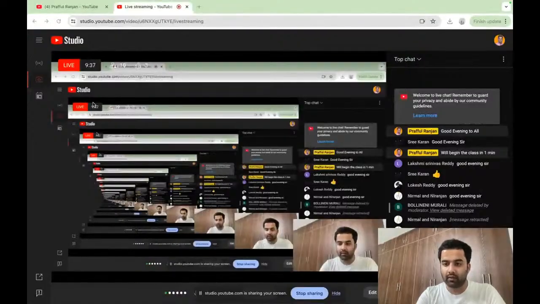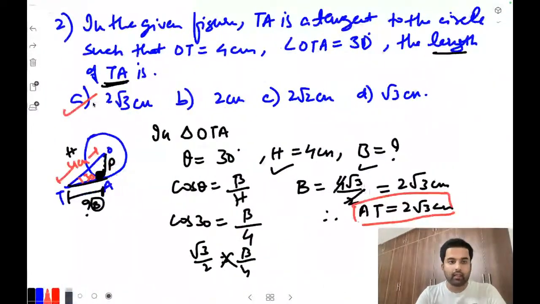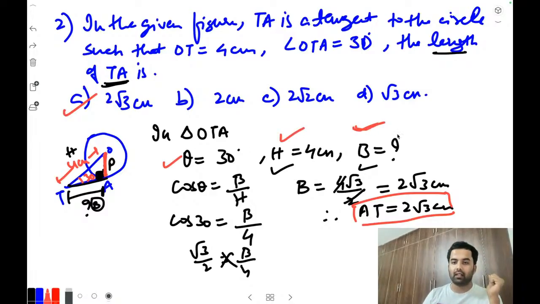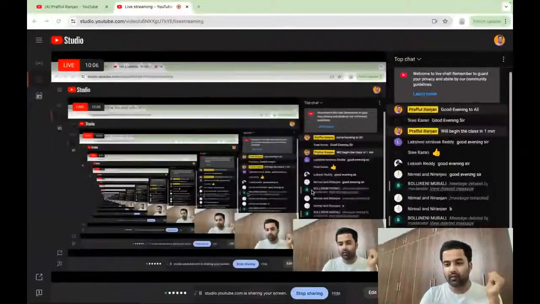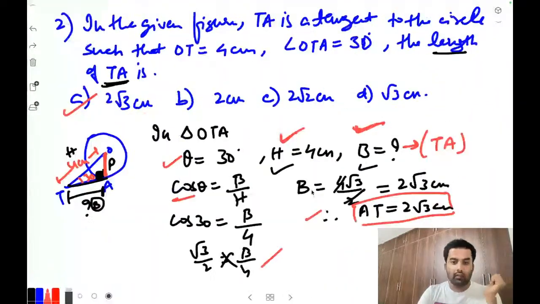Understood this, everyone? Did you understand what we did? First, you need to join this. Let me mention again, you need to join this. Then only this will form one triangle. We have a theta, we have a height, and we have to find the base. Base is only the TA. According to h and b, you will apply cos theta, cross multiply, and you'll get the value of this. Understood, everyone? Yeah, fine. Let me switch to the next one.